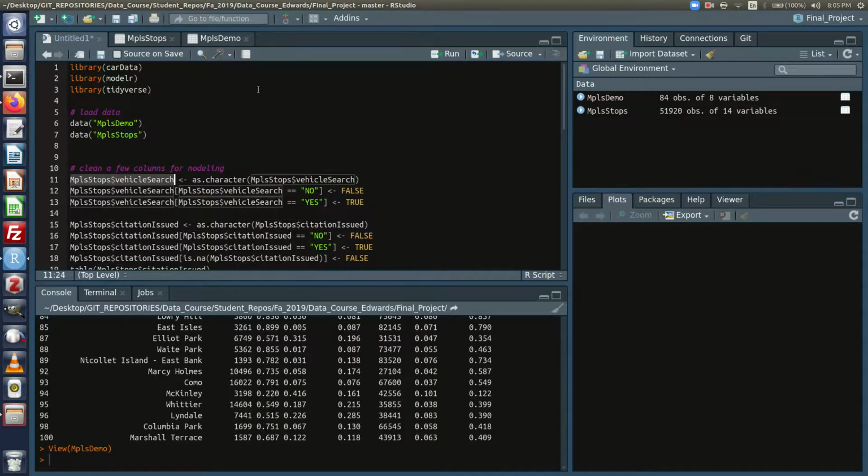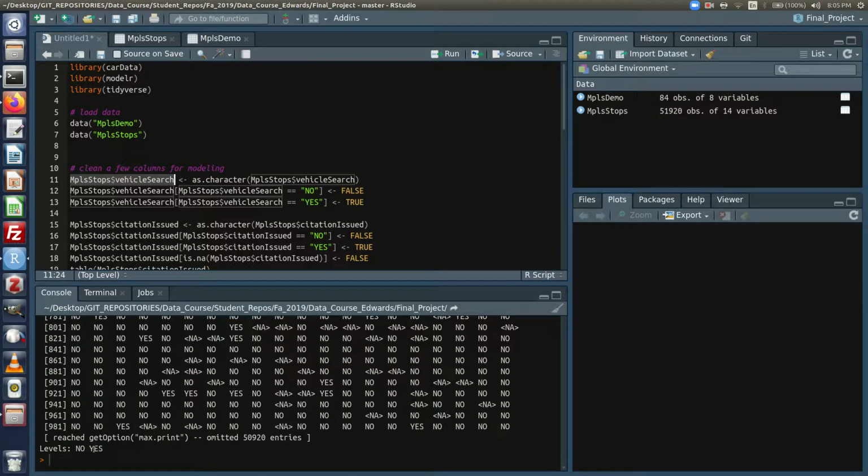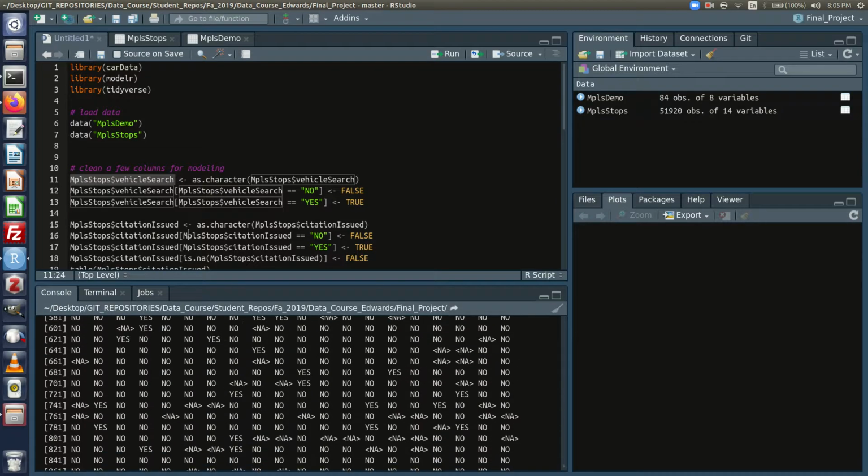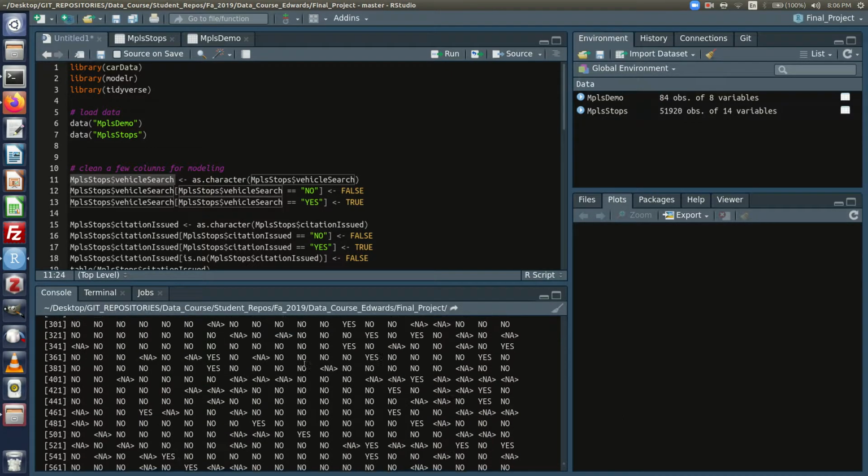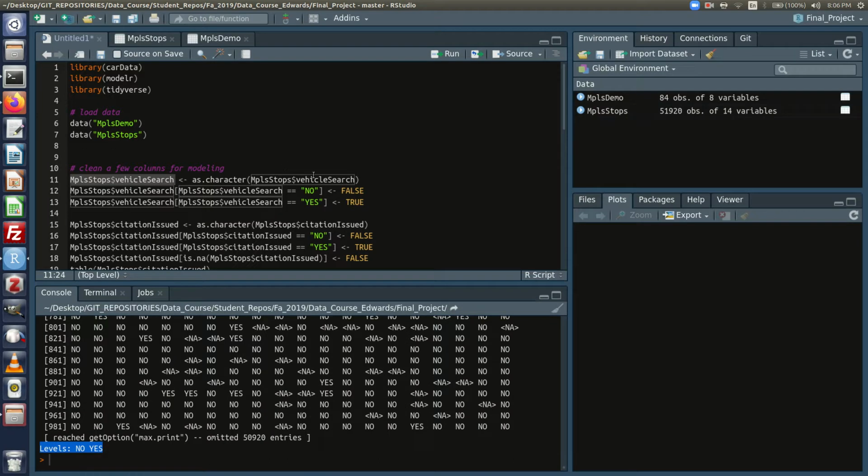Okay. So, a couple things I'm looking at these. If I look at, for example, vehicle search, meaning I want to model what makes a vehicle search likely in a given police stop, I look at that, and down here I see levels. What's that mean? Yep, it's a factor. Remember, for logistic regression though, I want that to be true false. So I've got to turn these no's and yeses and NA's into something meaningful.